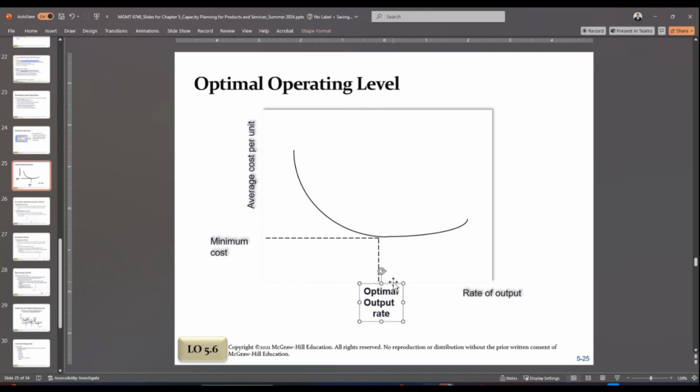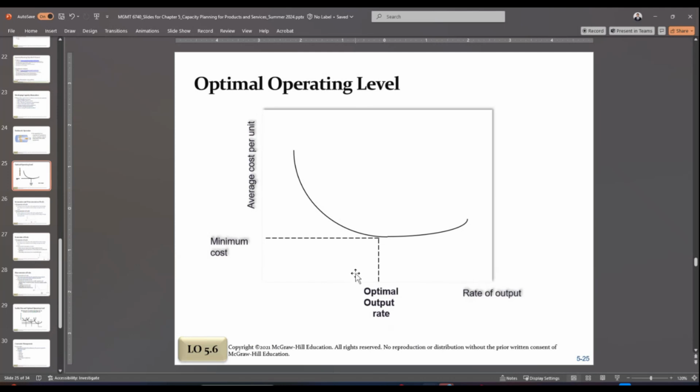On the x-axis you are seeing the increase in quantity: 0, 1, 2, 3, 4, 5, 6, 7, 8. Maybe this is thousands, maybe 5,000, 8,000, 10,000, and so on. On the y-axis you are seeing the average cost per unit. Suppose this is $1, $2, $3, $5, $8, $10, $20, and so on. So this is your increasing average cost per unit, and this is your increasing quantity.